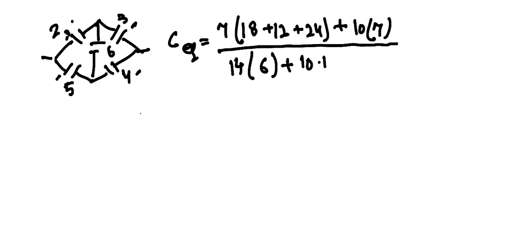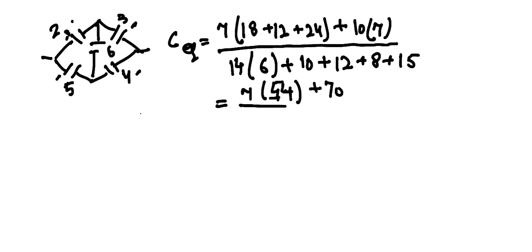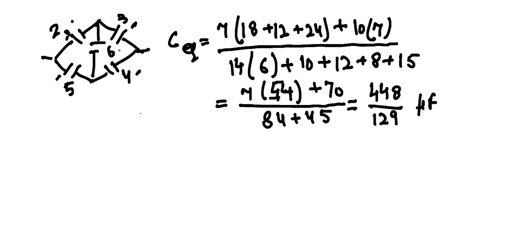2 into 5, 10. 4 into 3, 12. 2 into 4, 8. 5 into 3, 15. As the answer you get here, 7 into 24 plus 12, that is 36, plus 8, 54, plus 70, divided by 84. This comes to us 45. So this is 378 plus 70, 448 upon 129 microfarad if all these are in microfarads.